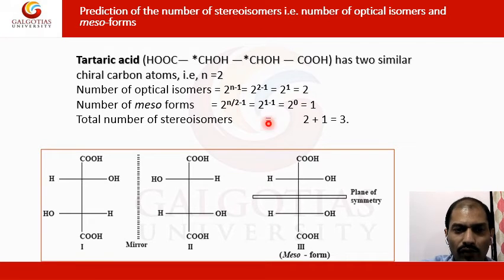So these kinds of small calculations you need to perform once a question has been asked to check how many optical isomers, mesoforms and stereoisomers there are in a specific kind of molecule, if it is given in a problem. So you can easily solve it if you know the basics of how to check it.